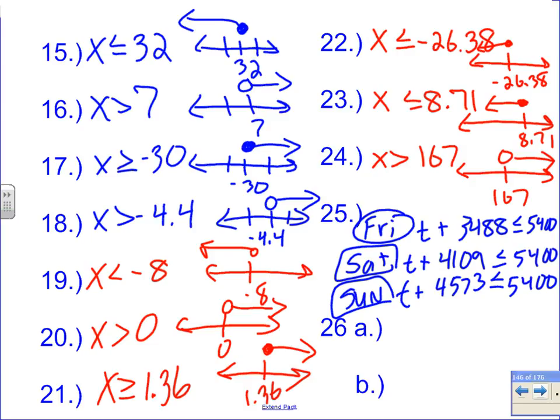Let me look at 24 real quick. Okay, Mary or Annalise, whoever said that, you guys said you got negative 114.36 for number. Okay. Okay, hold on.